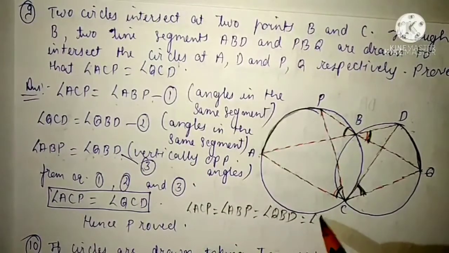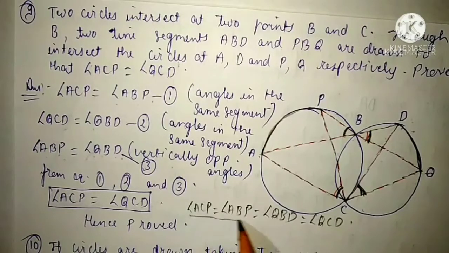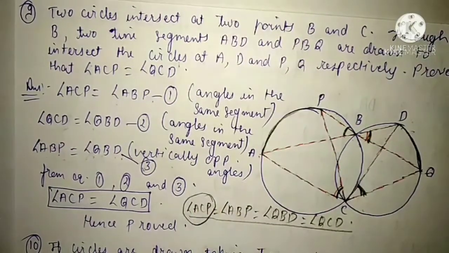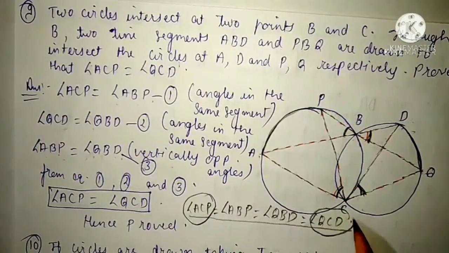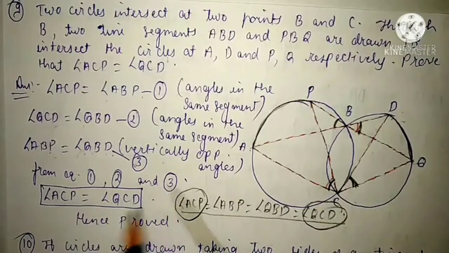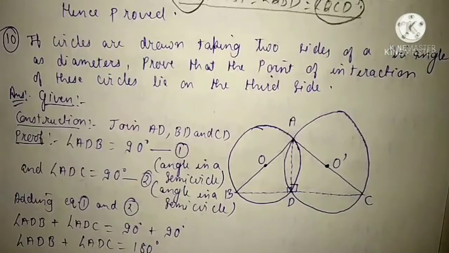So this is equal to angle QCD. That means these all four are equal to one another. So we can say that angle ACP is equal to angle QCD. So from equations 1, 2 and 3 we can directly write angle ACP is equal to angle QCD. And at last you can write hence proved.